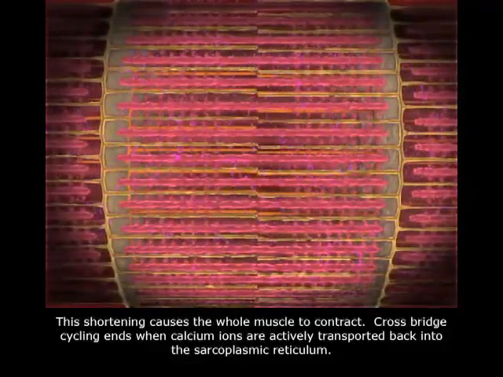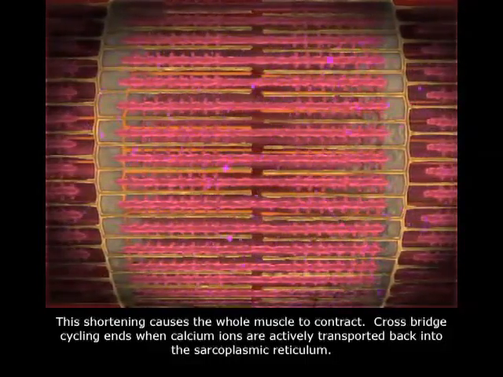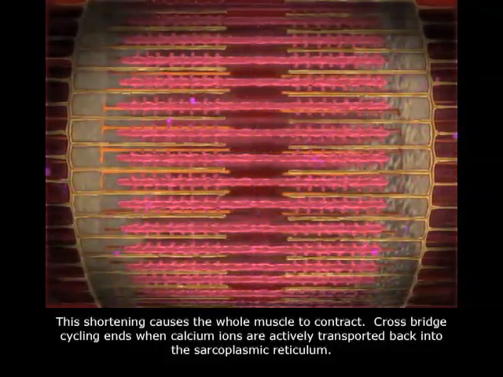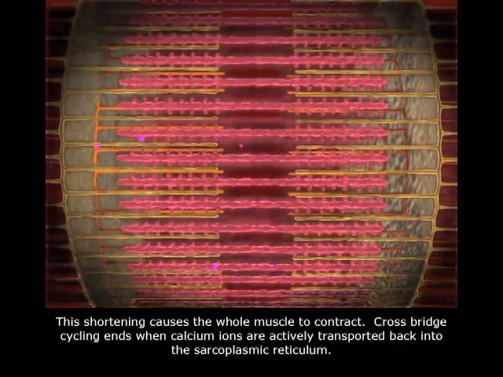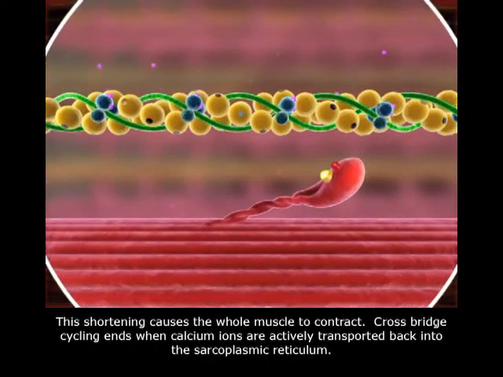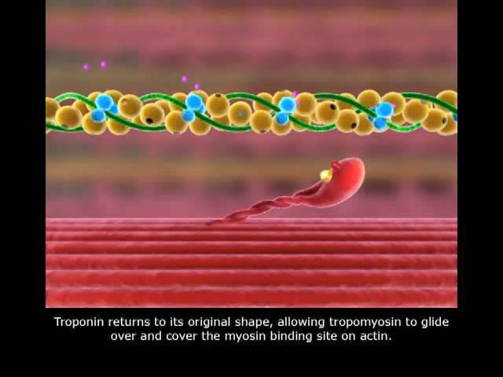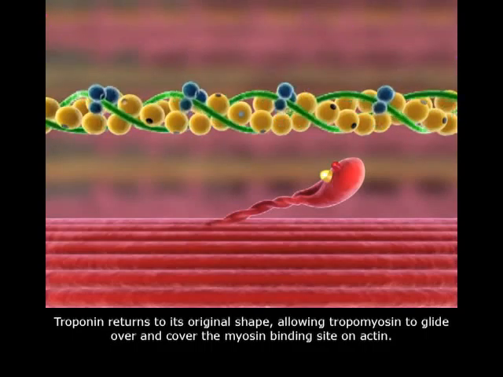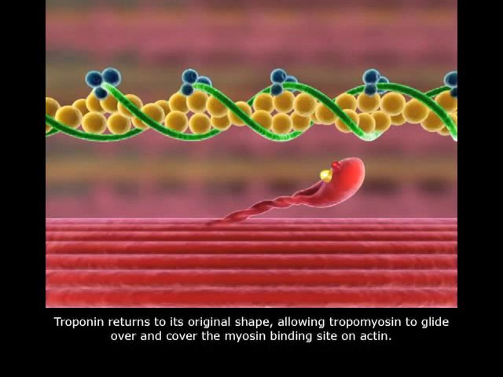Cross-bridge cycling ends when calcium ions are actively transported back into the sarcoplasmic reticulum. Troponin returns to its original shape, allowing tropomyosin to glide over and cover the myosin-binding site on actin.